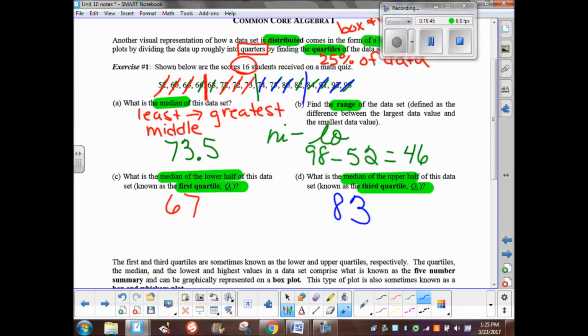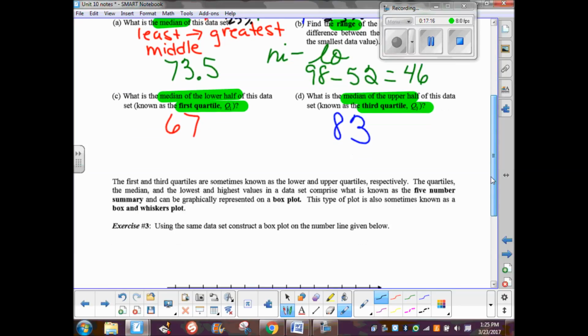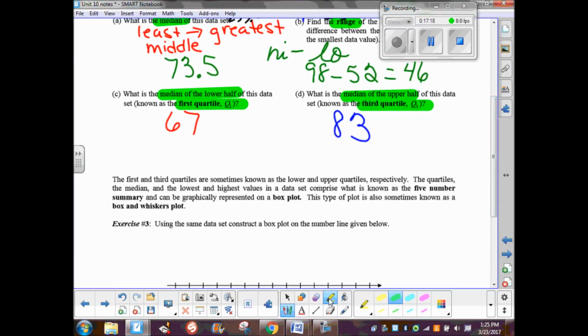So can you see the quartiles here? I took the data and split it into quarters. Right here, 25% of the data, 25%, 25%, 25%, to make 100% of the data. It says the first and the third quartiles are sometimes known as the lower and upper. I did mention that.